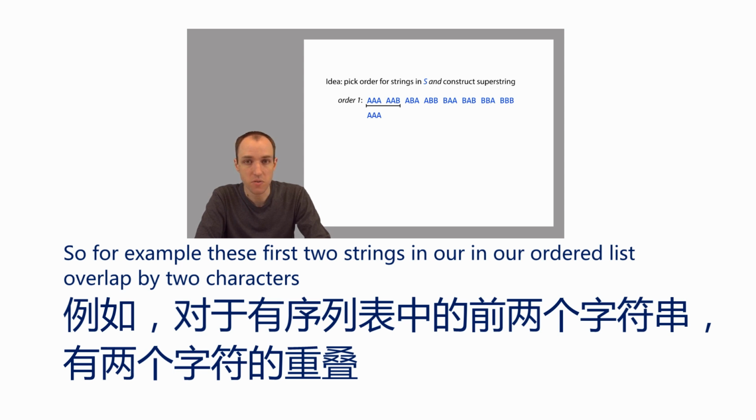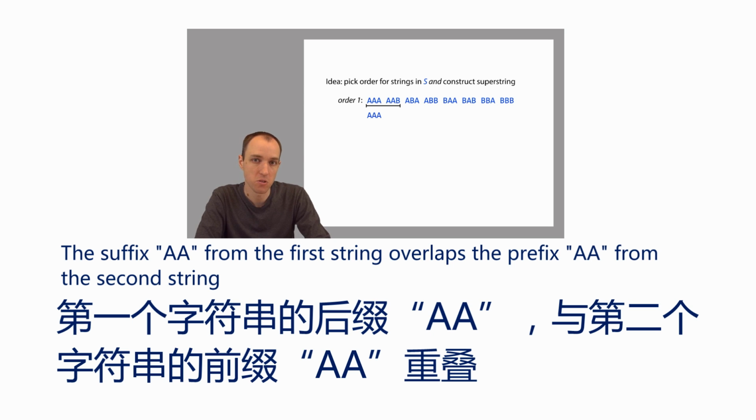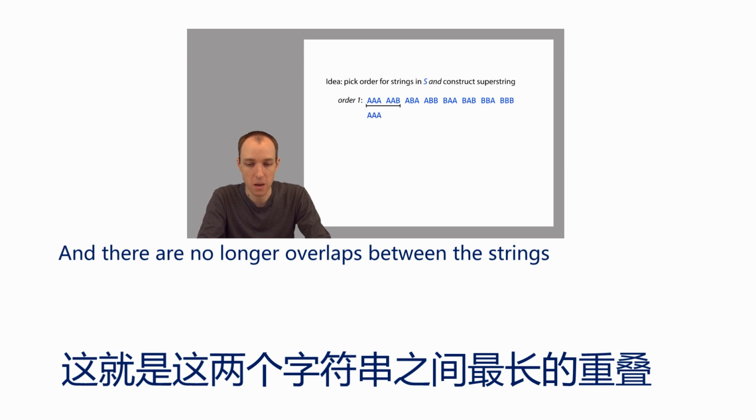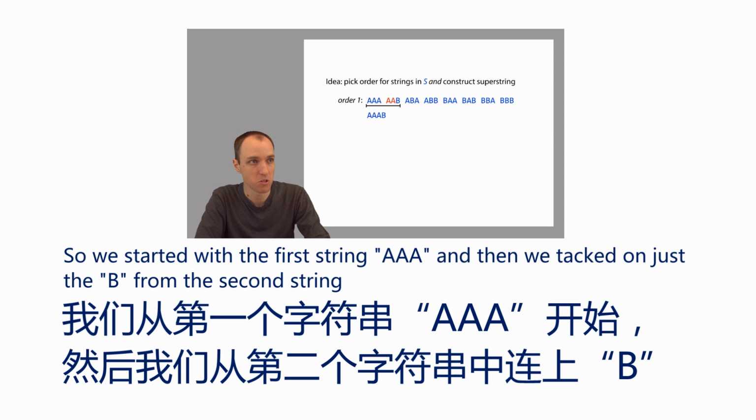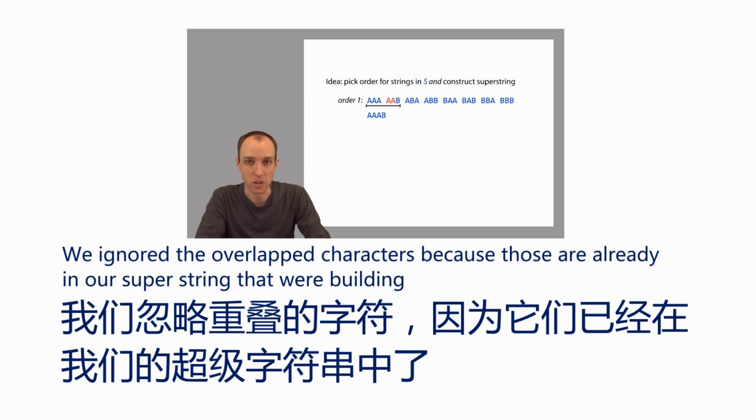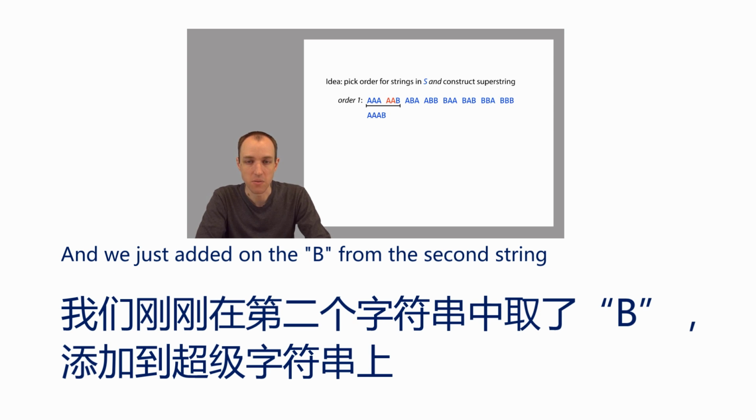So for example, these first two strings in our ordered list overlap by 2 characters. The suffix AA from the first string overlaps the prefix AA from the second string. And there are no longer overlaps between these strings. So we glue them together like this. We started with the first string, AAA, and then we tacked on just the B from the second string. We ignored the overlapped characters because those are already in our superstring that we're building. And we just added on the B from the second string.